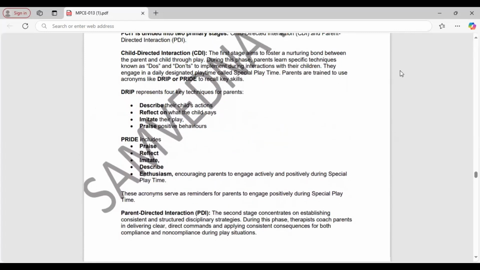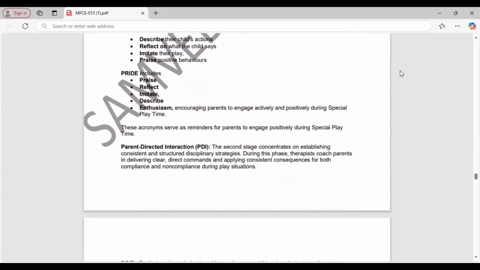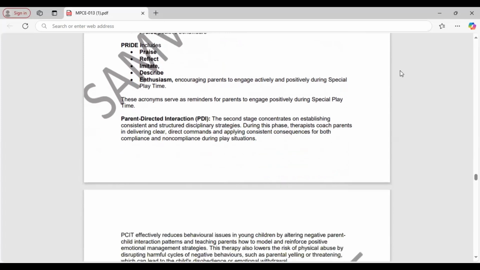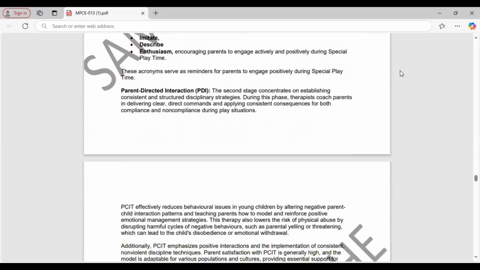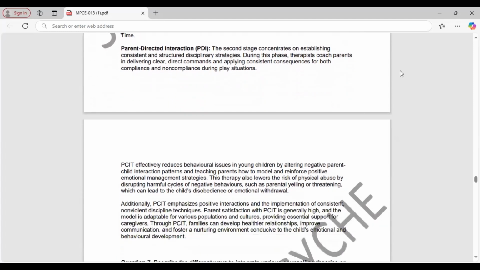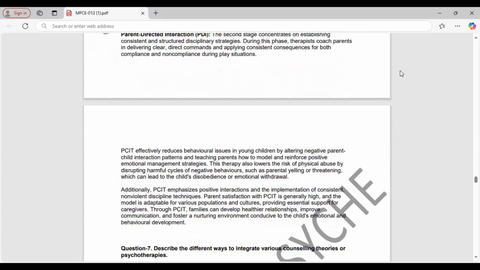Parent-directed interactions. This focuses on implementing consistent disciplinary strategies. Therapists coach parents in giving clear commands and applying appropriate consequences for compliance and non-compliance during the play. PCIT effectively addresses behavioral issues by transforming negative interaction patterns and teaching parents to model positive emotional management.